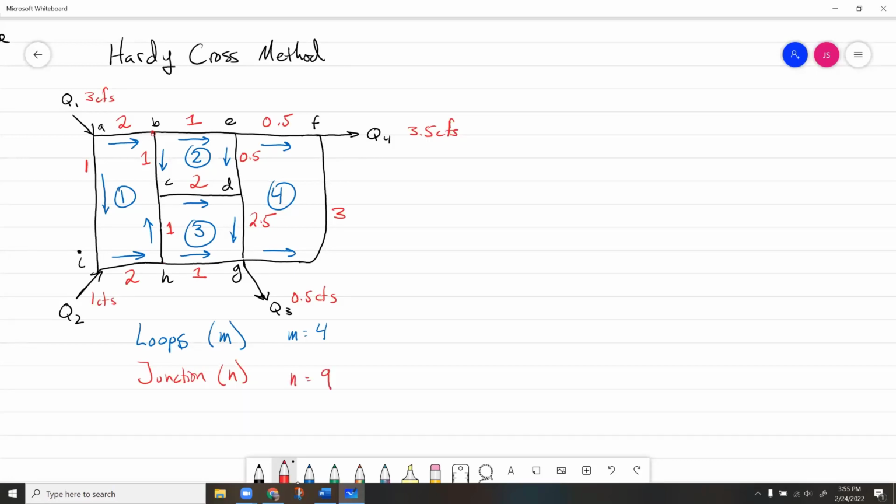So we have 9 junctions. And essentially for each of these loops and junctions, we have multiple unknowns, right? We have all these unknowns of Qs across these different pipes. So we need what ends up being M plus N minus 1 equations to solve for this.